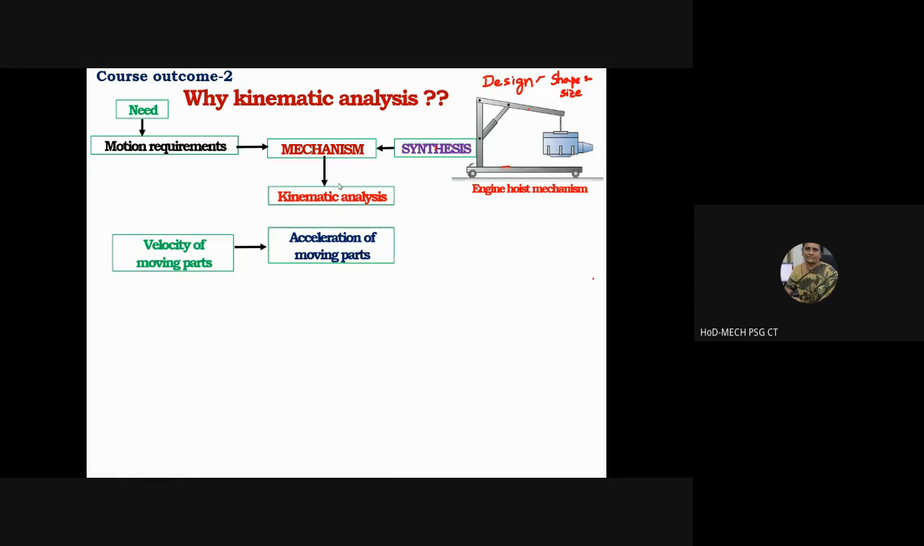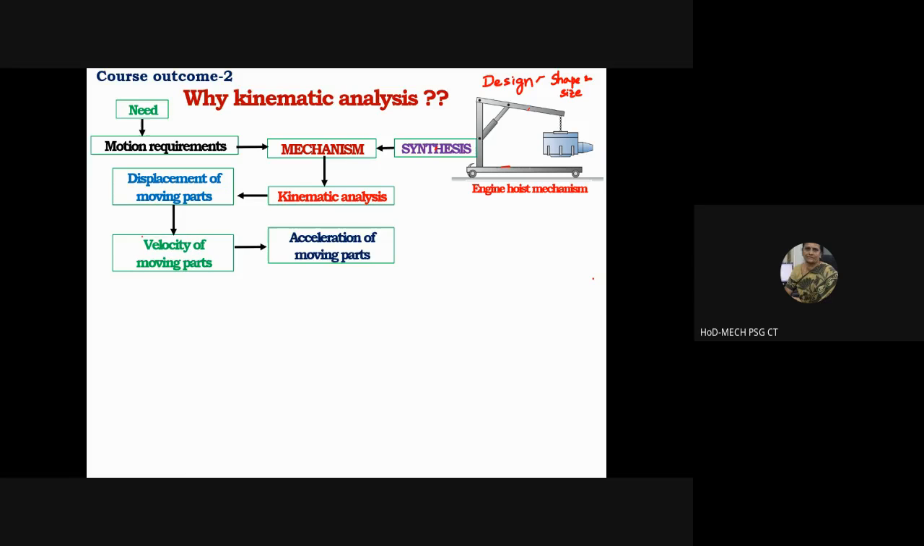So kinematic analysis of mechanisms is concerned with the displacement of the different links of the mechanism. Then the rate of change of displacement, which is velocity, so velocity of different links of the mechanism. And again, another derivative, the derivative of velocity, which is called acceleration of the different links of the mechanism. When I say moving parts, I mean the different links of the mechanism.